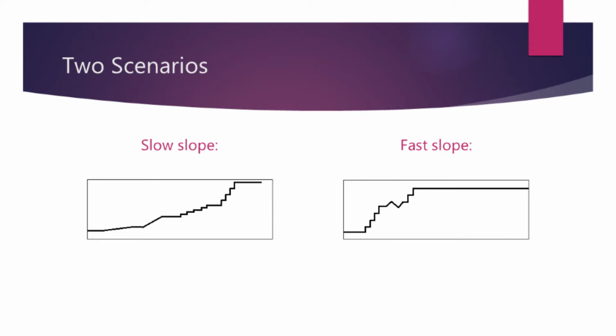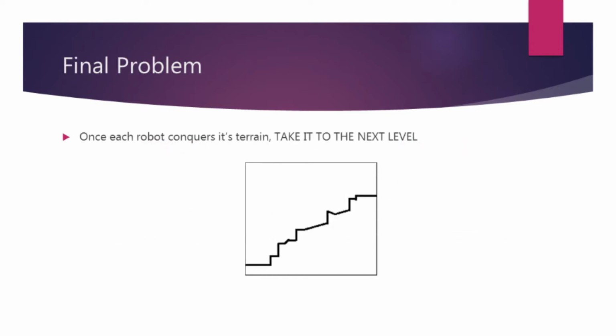The difference to be tested is whether or not it is worth it to take the time to learn on the slow slope. A final problem or test is the last terrain. This is a much more difficult problem to overcome than their normal worlds.